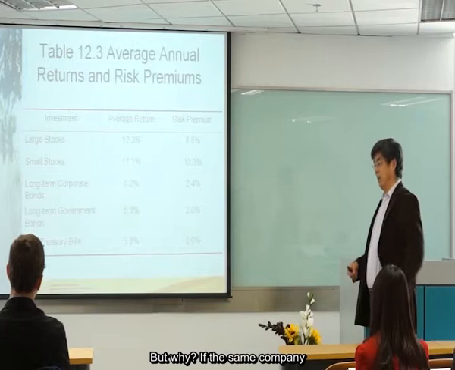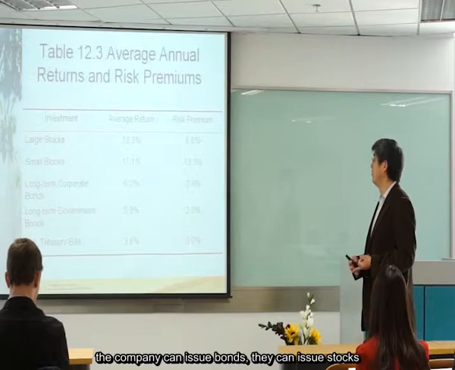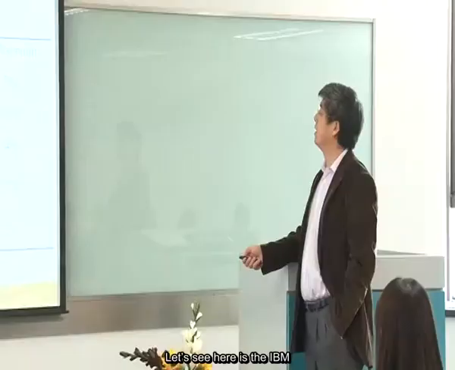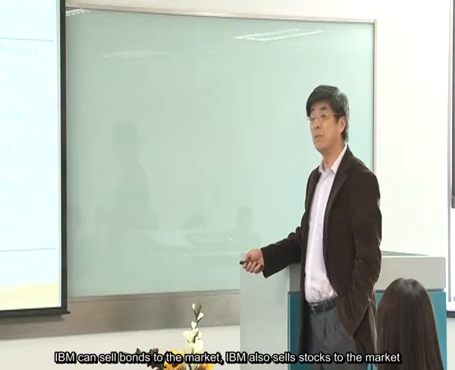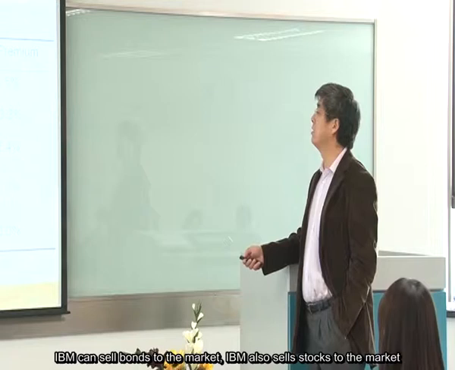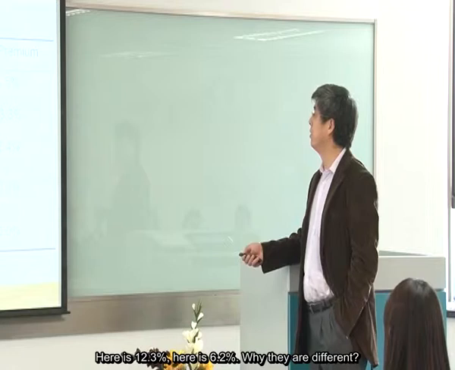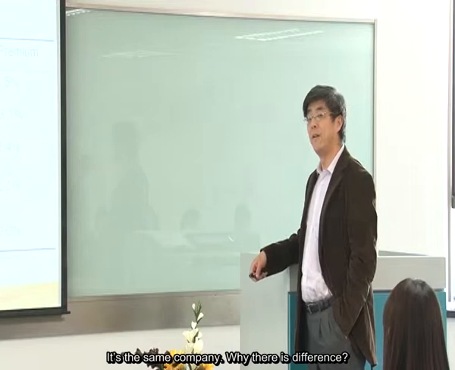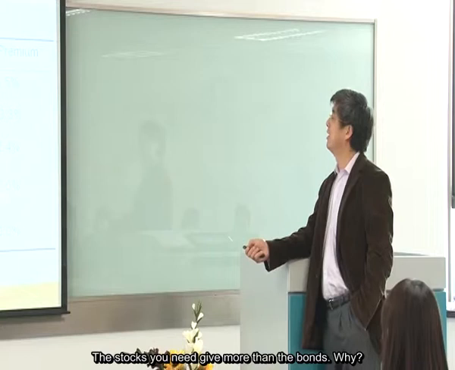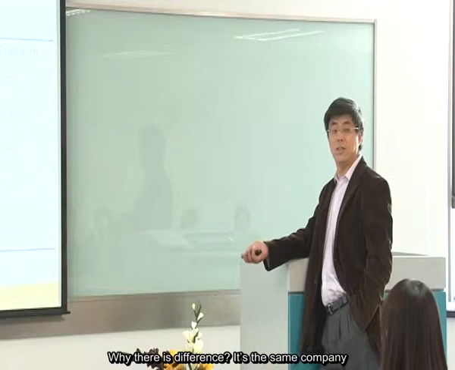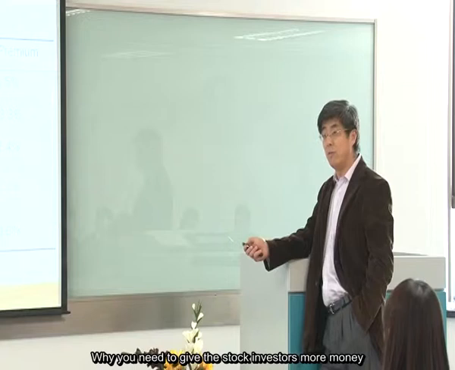But why? The same company can issue bonds, and they can issue stock. Why is there a difference? Why is the risk premium different? Here is IBM. IBM can sell bonds to the market. IBM also can sell stocks to the market. But the rate of return they give to the investor is different. Here is 12.3, here is 6.2. Why? It's the same company. For the stocks, you need to give more than for the bonds. Why do you need to give the stock investors more money?